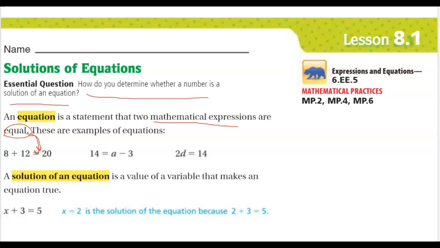Another term you want to be sure to know is a solution of an equation. A solution is a value of a variable that makes an equation true. In the example here, we have x plus 3 equals 5, and x equals 2 is the solution of the equation, because 2 plus 3 equals 5. That's a true statement.